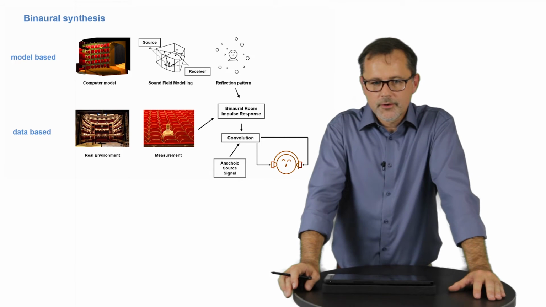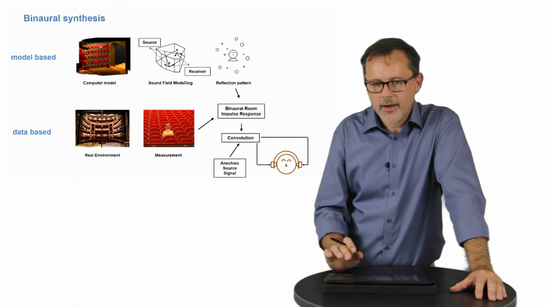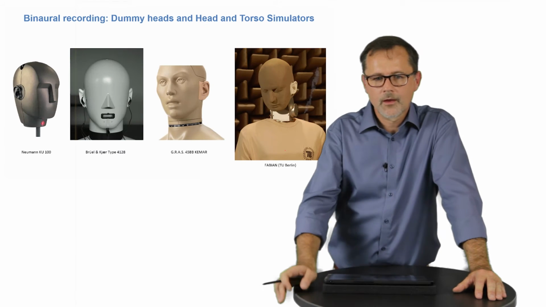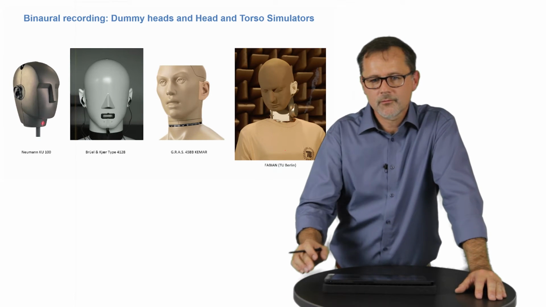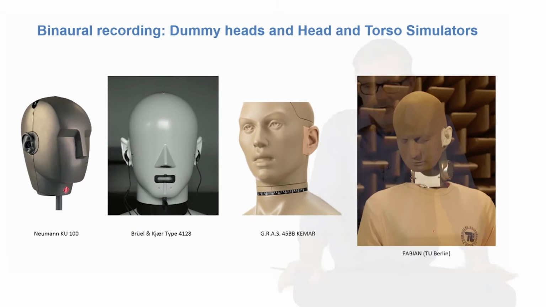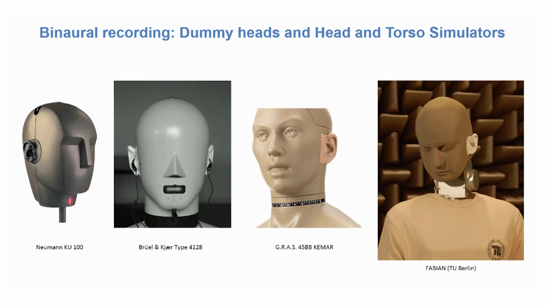For the recording, you can either use one of the binaural microphones that you would also use for direct recordings, such as the Neumann head, which you saw in the video before at the left. Some of them are an imitation of the human head only and are called dummy heads. Others include an imitation of the head and the upper part of the body, such as the two at the right, which are called head and torso simulators.